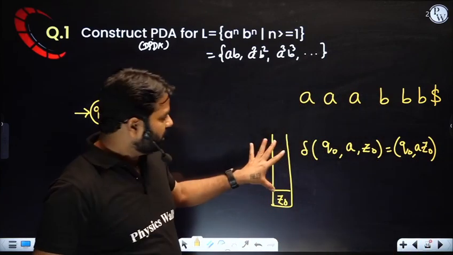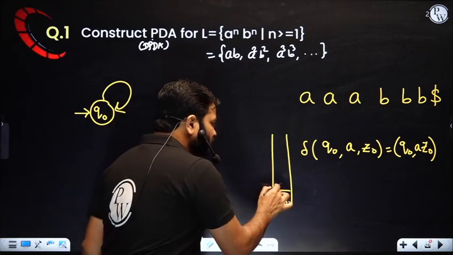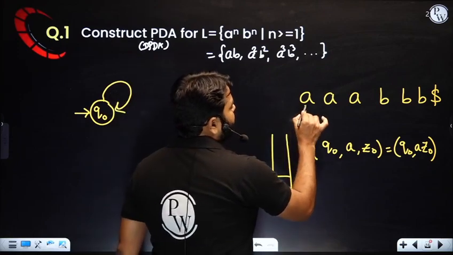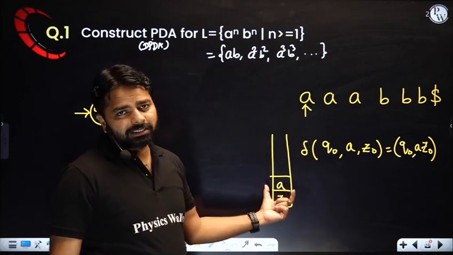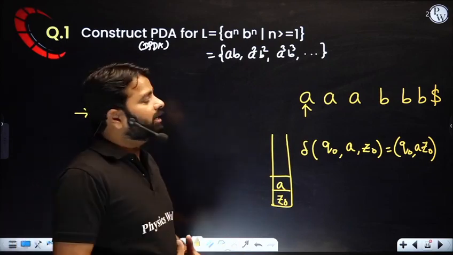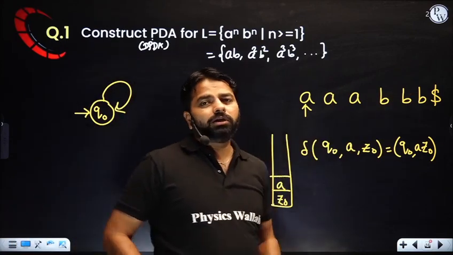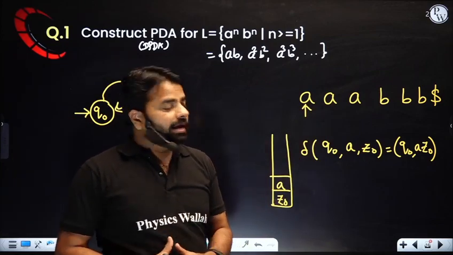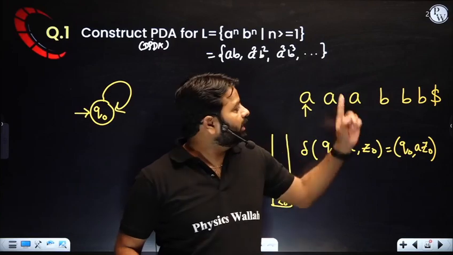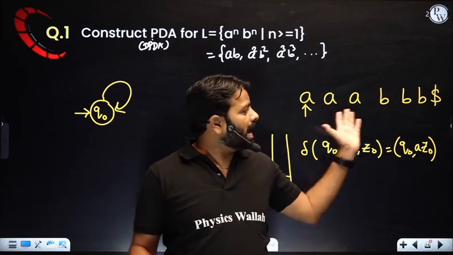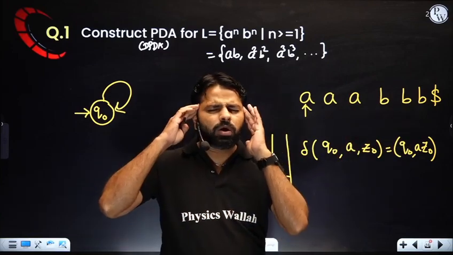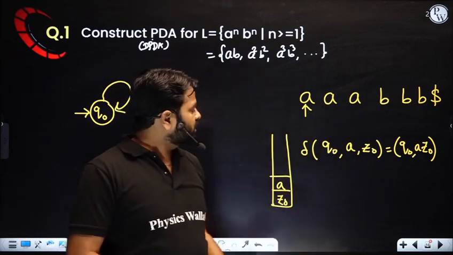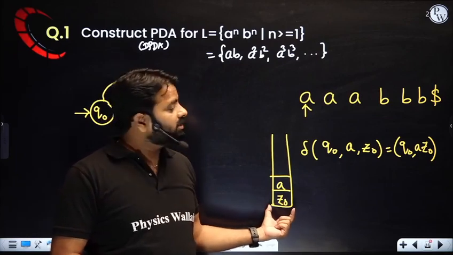That means this configuration will become this one. So after reading one A, this stack will appear. That means when you are reading an input, you must remember at every stage what your stack is. In case you missed what is there in the stack, when you are reading this symbol, you don't understand what is happening next. So you must remember what my remaining stack symbols are when I am reading a particular symbol in the input. That's what is going to decide your logic.